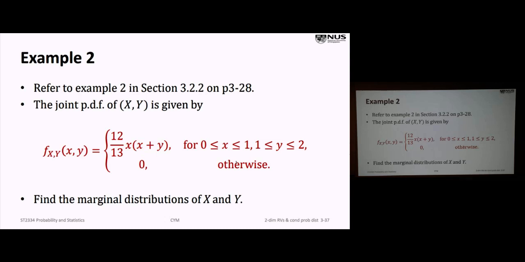Okay, example 2. So now we refer to example 2 of section 3.2.2 on page 328. That's something we just saw a moment ago. So that is the joint PDF that you see summarized in front of you, and I want to find the marginal PDF of x and y. This is not too difficult.